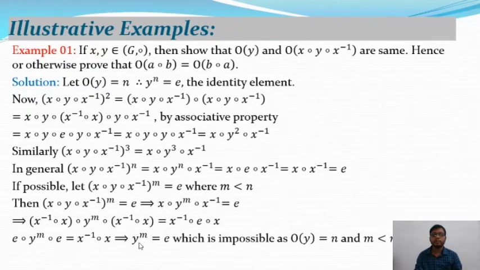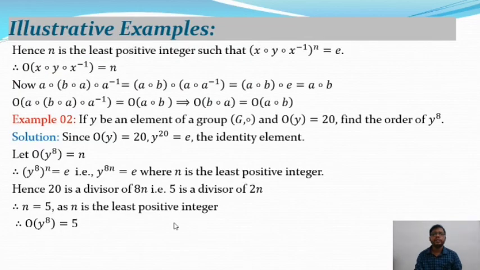But when we take x composition y composition x inverse to the power m, that means the order of the element x composition y composition x inverse is m. So from this we will get y to the power m is equal to e, and this is impossible, since m is less than n, and n is the least positive integer. So the order of x composition y composition x inverse is equal to n. Hence the proof of the first part of example 1.